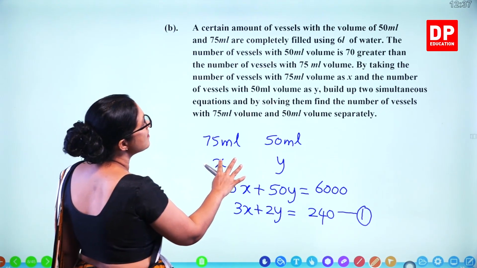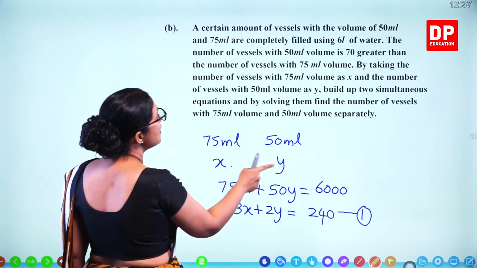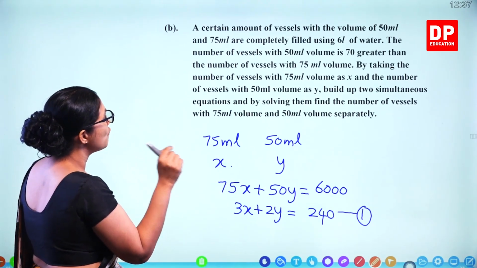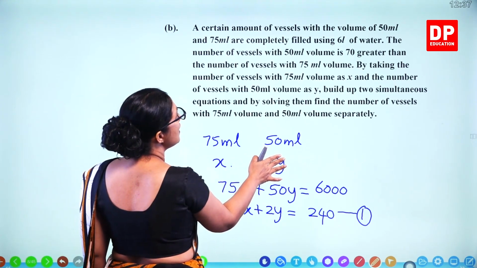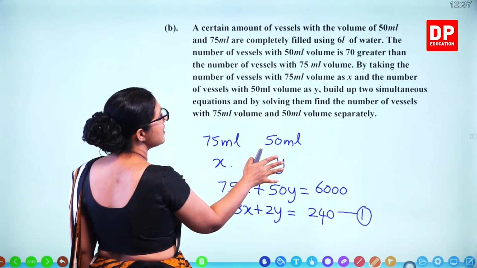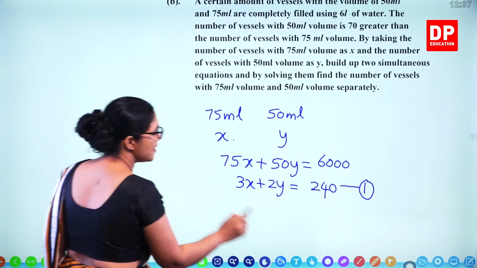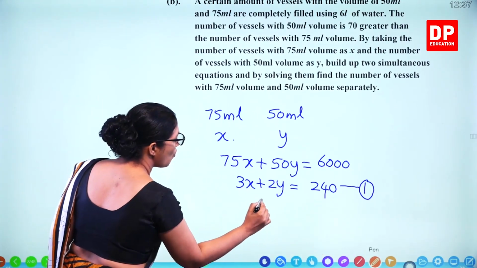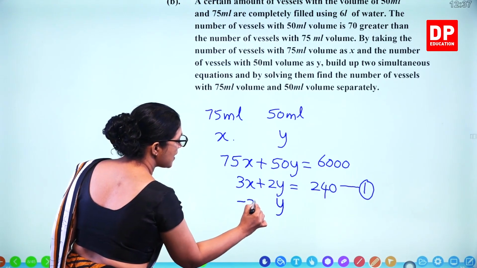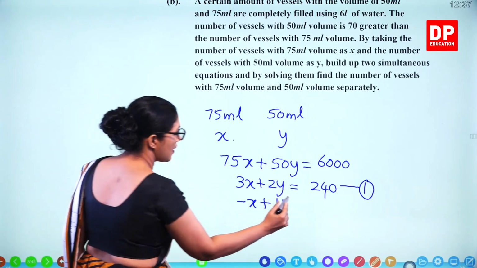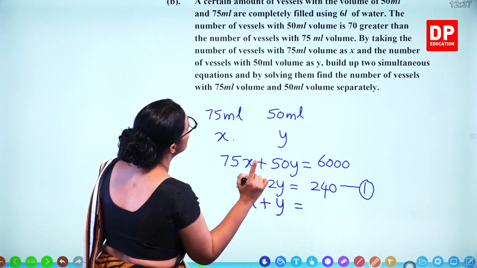That one is greater, so 70 greater than this. Which one is bigger? It says the number of vessels with 50 milliliter volume is 70 greater. So this is bigger: Y minus X. So the difference is 70. I'll write it this way in order: X first and Y second is 70.